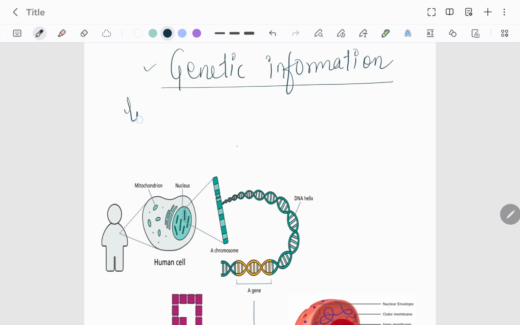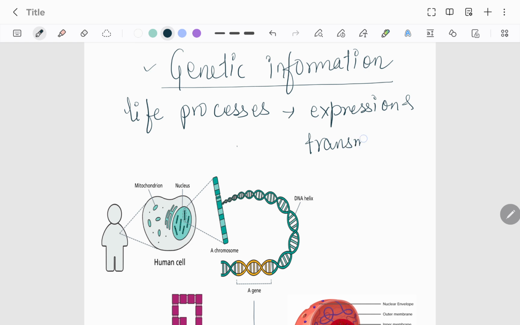Okay, so all the life processes involve the expression and transmission of genetic information. I'll give you a simple example of day-to-day life. Life process. Suppose you ate potatoes, paneer, whatever you ate. I don't know what you ate.